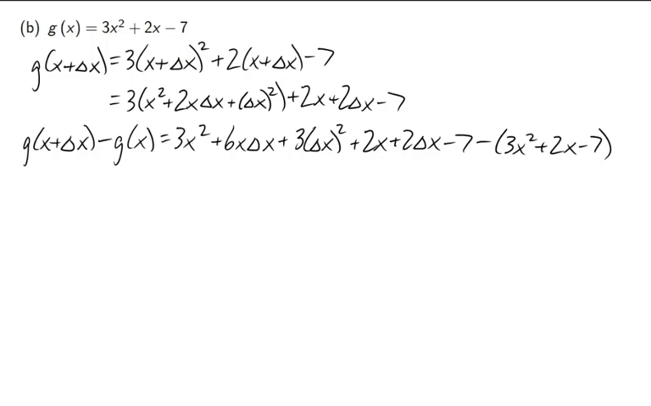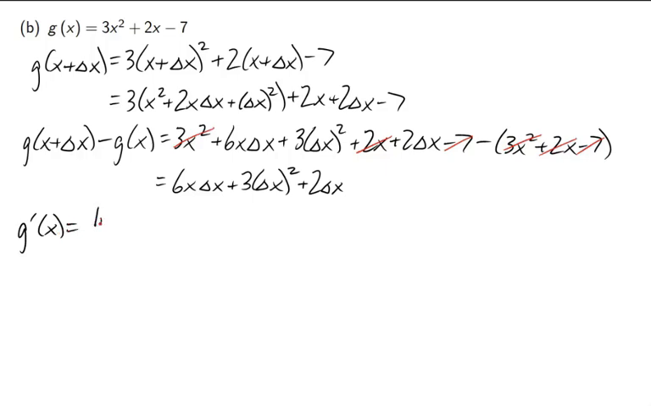You could distribute the negative sign, but you've got 3x squared minus 3x squared, 2x minus 2x, negative 7 minus negative 7. So this turns out to be 6x delta x plus 3 times delta x squared plus 2 times delta x. Now this is again your check. Every term has delta x in it, which means you have not made a mistake. Probably. Again, if you ever get something that does not have a delta x in it, go back and look at what you did.